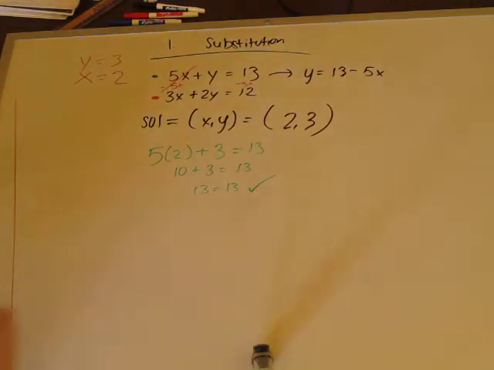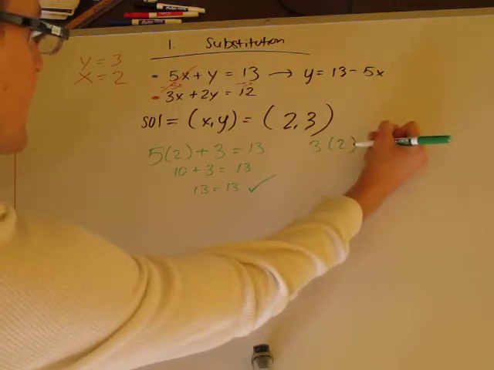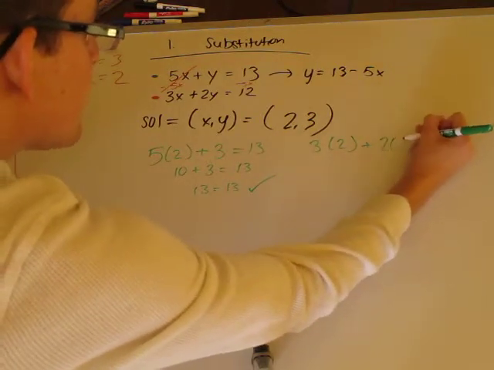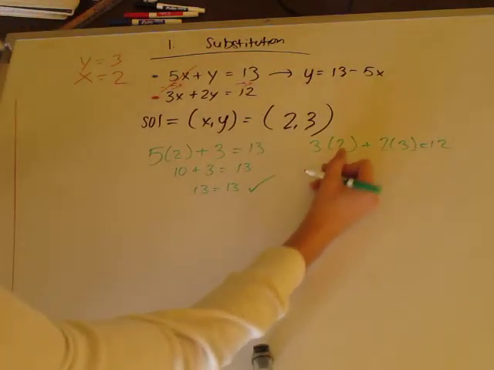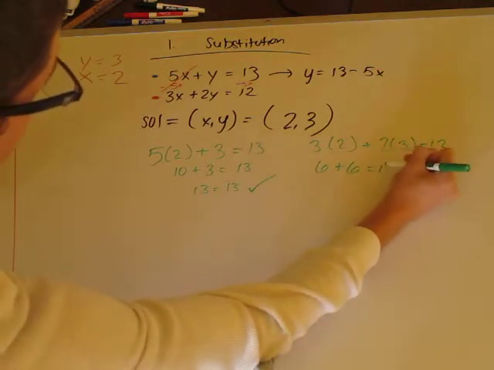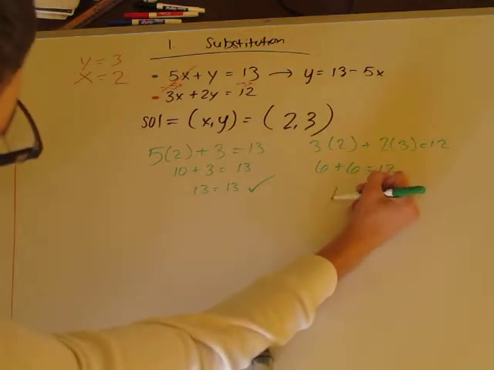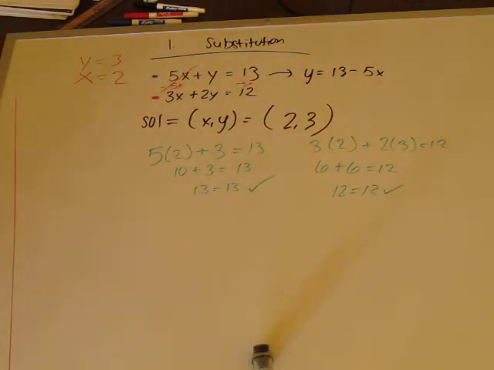Now let's check it in the second equation, which is 3 times x, which is 2, plus 2 times y, which is 3, equals 12. 3 times 2 is 6, plus 2 times 3 is 6, equals 12. 6 plus 6 is 12, so 12 equals 12. That's good. So this is the solution to the linear system.